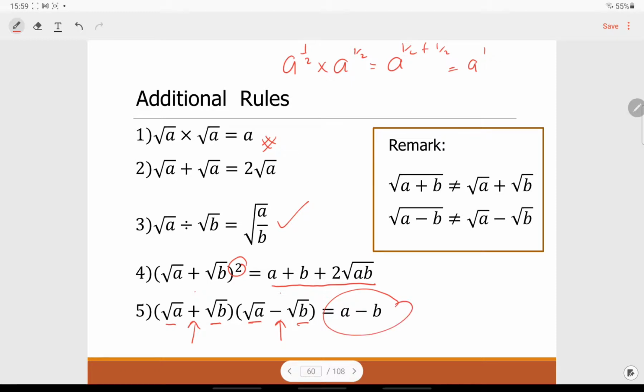So we have a remark here. Remember, surd of A plus B is not equal to surd A plus surd B. The same goes with subtraction: surd of A minus B does not equal surd A minus surd B.